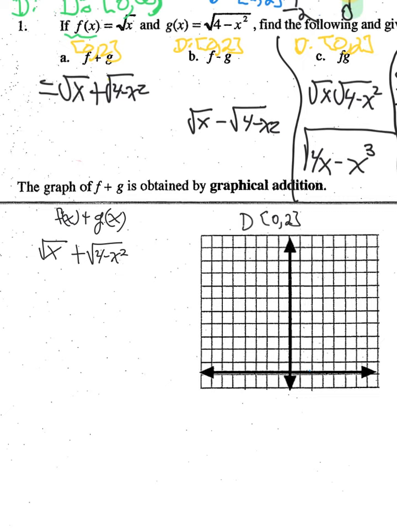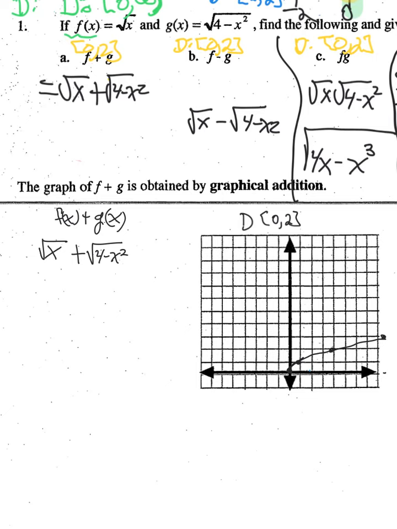Okay, so let's graph our first function, root x. So root x, of course, starts at 0, 0. The square root of 1 is 1. The square root of 4 is 2. The square root of 9 is 3. And our root function looks like this.